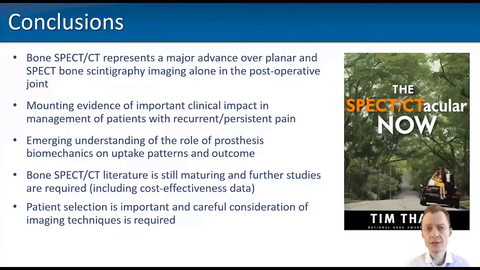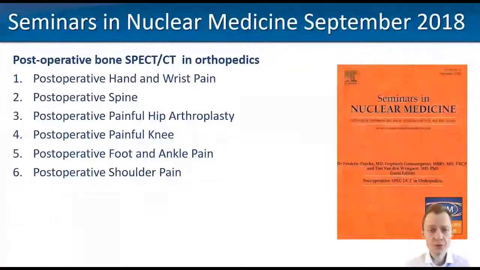In particular, data on cost effectiveness are still lacking. Nevertheless, patient selection is important and careful consideration of the imaging techniques available is required. But I have presented you with some flow charts that I hope are helpful to you. If you're looking for more information, we did publish a nice series of reviews on the different joints a few years ago in Seminars in Nuclear Medicine, which include all of these flowcharts if you would be interested.